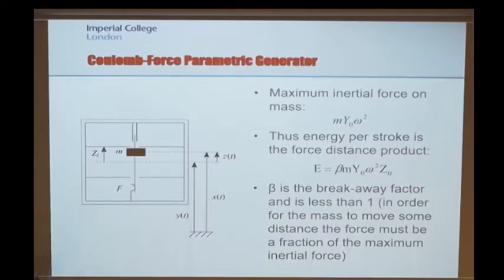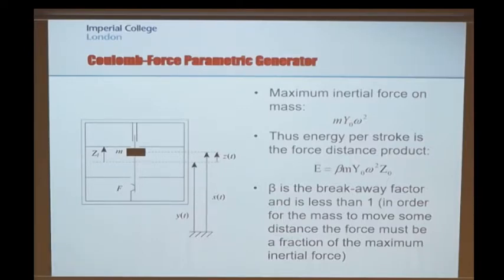If you have a damping force which is too small, you push off one side and you smack into the other side, and you've wasted energy. What you want is to be able to push the mass off one side of the device, it flies just across the gap, and it hits the other side just as its velocity goes to zero. So you've extracted all the energy possible from the device.